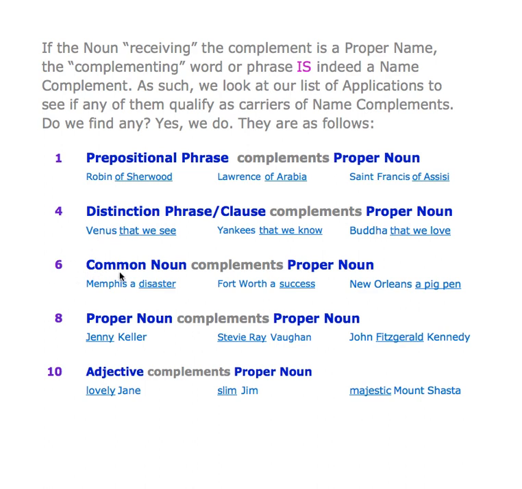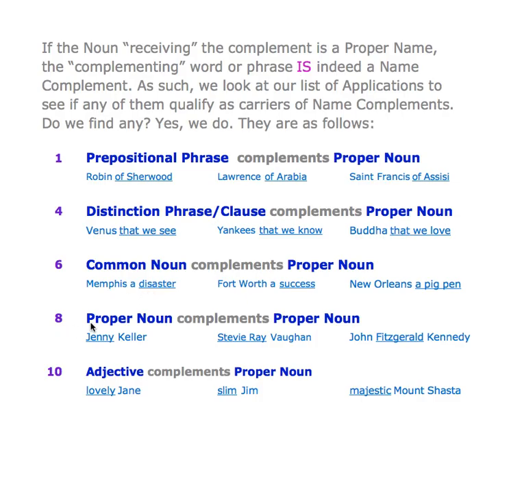Application number 6, common noun complements proper noun. Memphis, a disaster. The sentence might read, criminologists have deemed Memphis a disaster because of the extremely high crime rate. So you see here that the common noun complements a proper noun, and the proper noun is a name, so this qualifies as a name complement.